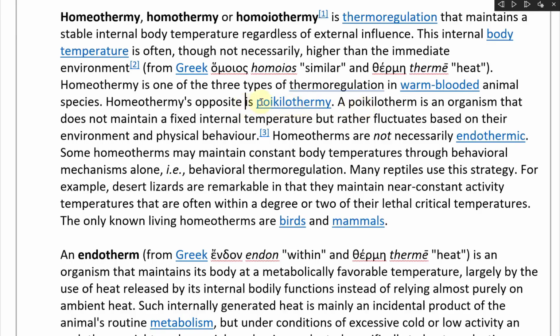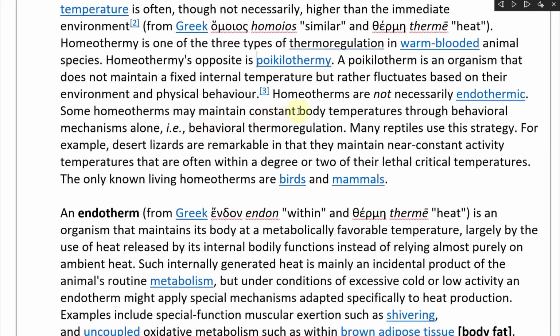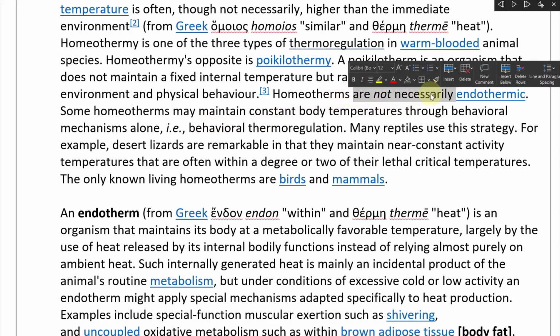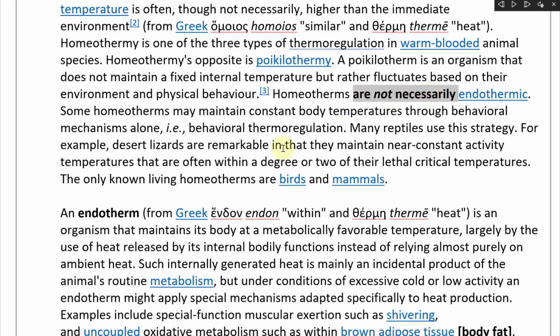poikilothermy. See that again? Poikilotherm. Poikilothermy. A poikilotherm is an organism that does not maintain a fixed internal temperature, but rather fluctuates based on their environment and physical behavior. Homeotherms are not necessarily endothermic, so they don't necessarily have an internal heat source. Some homeotherms may maintain constant body temperatures through behavioral mechanisms alone.